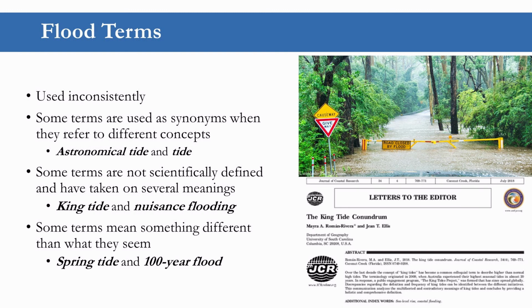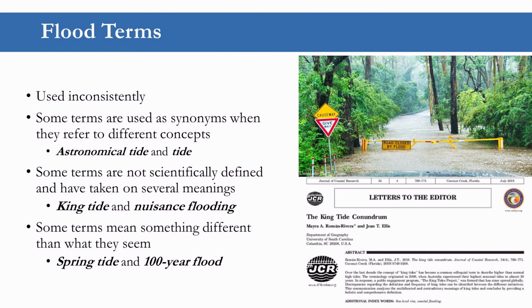So in the bottom right-hand corner here, I have a screenshot of an article titled "The King Tide Conundrum" by Roman Rivera and Ellis. And this article explains the various definitions and frequencies of occurrences that the term king tide has come to assume, and how these definitions exist under one initiative called the King Tides Project. So ultimately, if we don't have a consistent definition for this term, king tide, we won't be able to effectively communicate the effects of these extreme high tide flooding events.